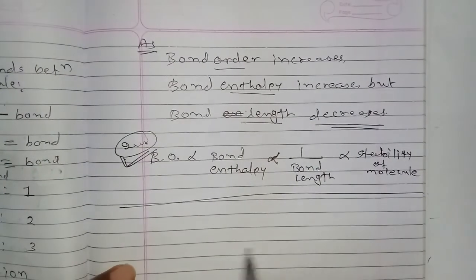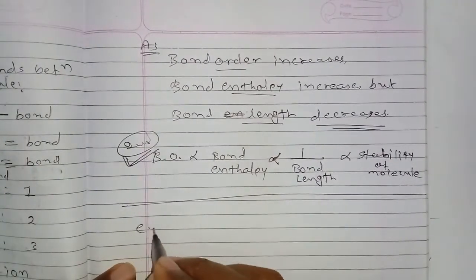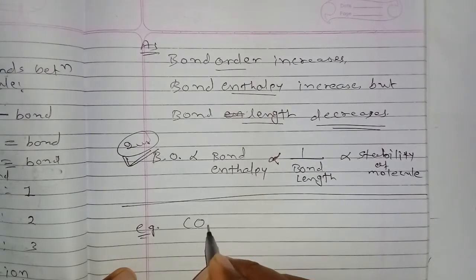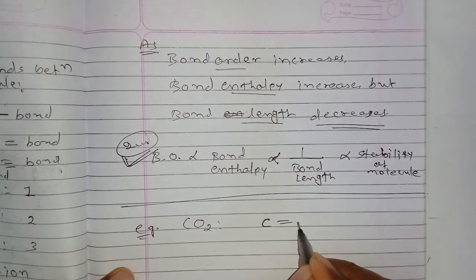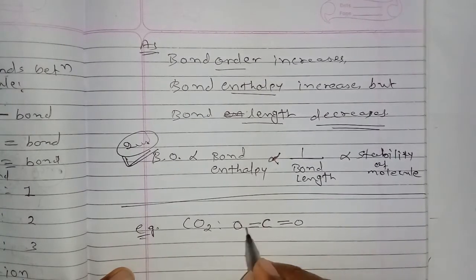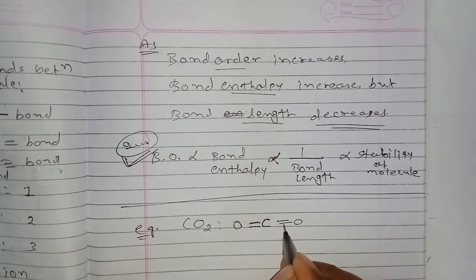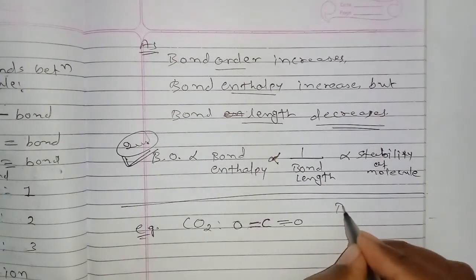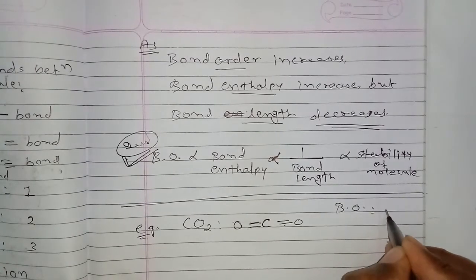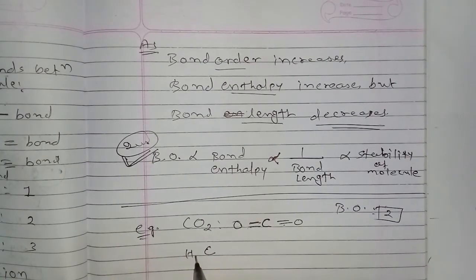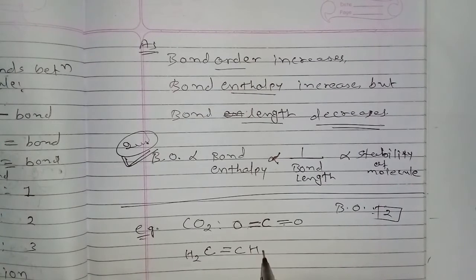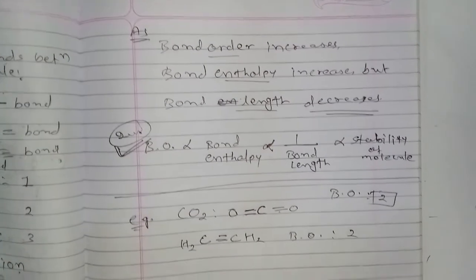Another example: in carbon dioxide, carbon is the central atom, bonded with two oxygen atoms by double bonds, and the bond order is 2. In the ethene molecule, there is a double bond between two carbon atoms, and its bond order is also 2.